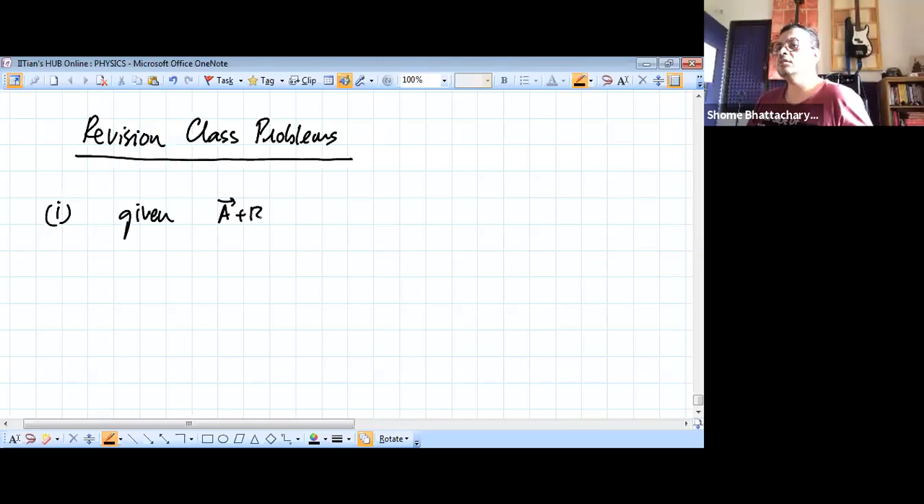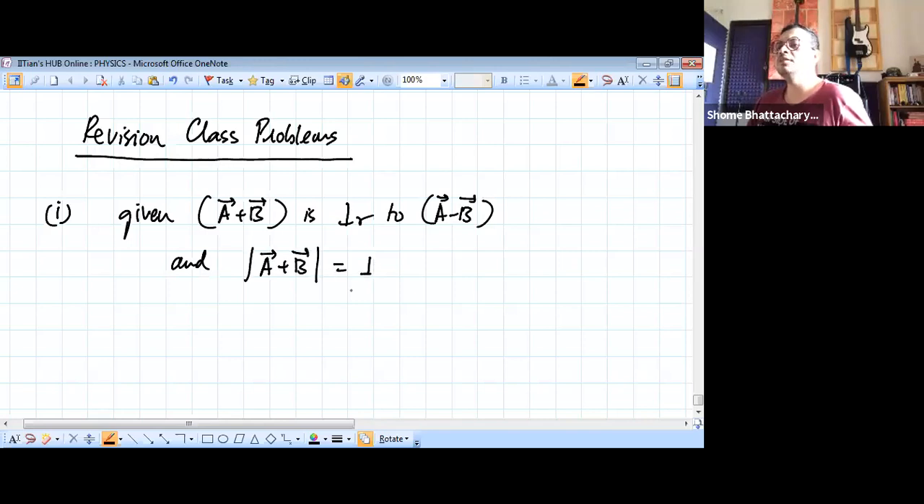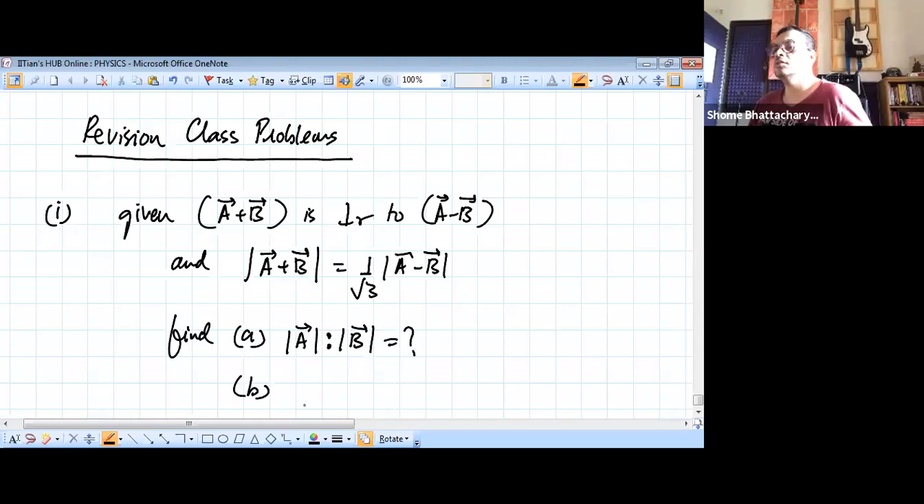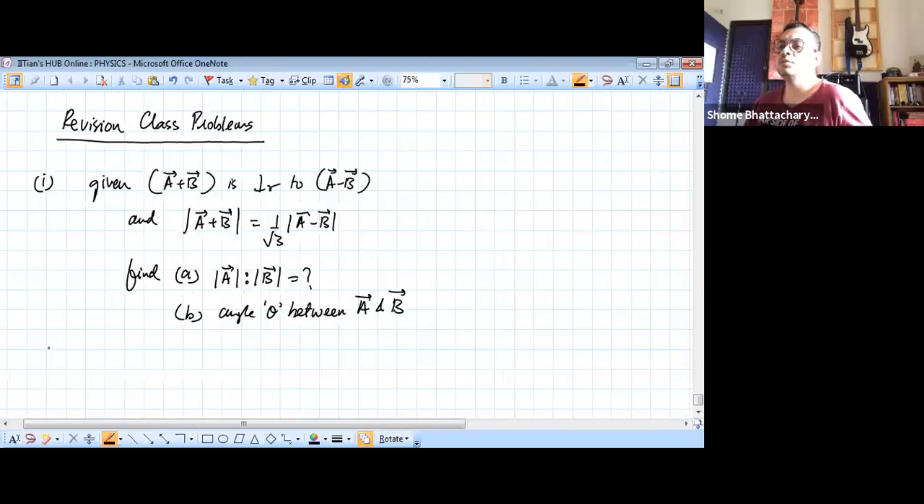given that A plus B is perpendicular to A minus B, and A plus B has a magnitude which is 1 by root 3 times the magnitude of A minus B. So find this ratio, mod A to mod B. And secondly, find out the angle theta. Okay. Just start off with this question. I'm putting up another one, but start working on this question.